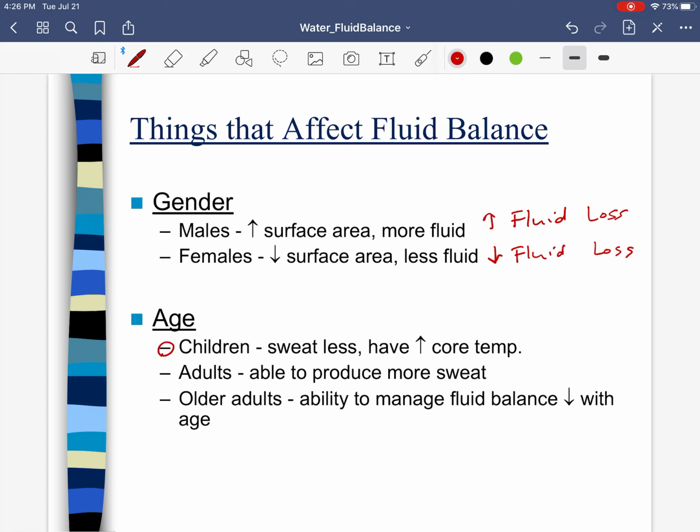Age. I want to point out this difference. I'll talk about this more in our chapter on thermoregulation. Children cannot sweat as well, whereas adults are able to sweat better. And this can influence fluid balance, obviously. I don't want to write down more or less fluid loss because it doesn't necessarily mean that children need less fluid than adults. I mean, per body weight, yes. But I think it's an important distinction. Children do not have as well developed sweat glands. They have less surface area of their skin with which to be able to evaporate the sweat from.